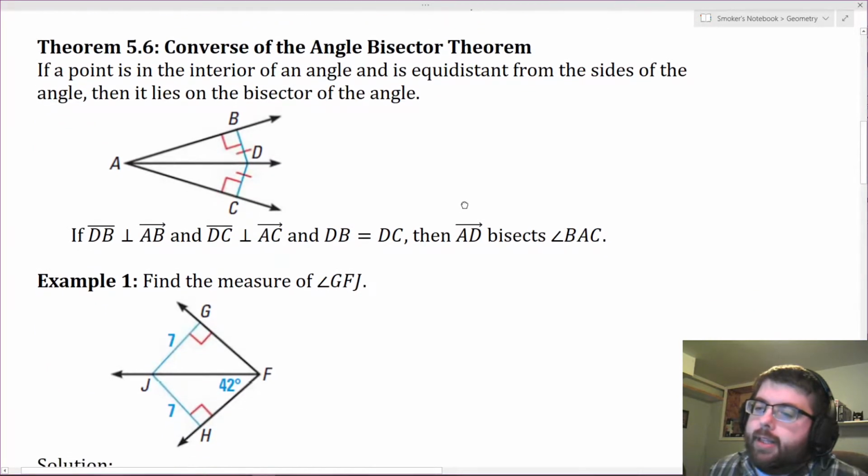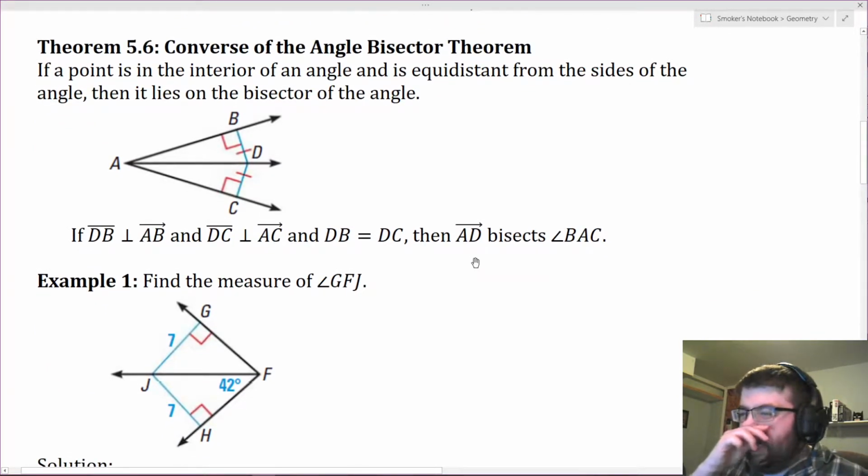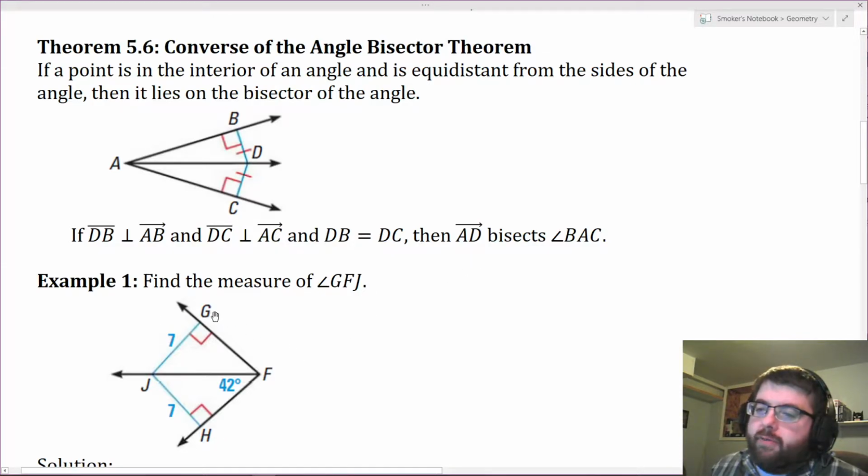Example 1. Here we go. GFH is the larger angle. We want to find the measure of GFJ. Now, we can't just assume that this is an angle bisector because it kind of looks like it is. We have to actually know for certain that it is, because it could just be off by 1/10 of a degree, and then it's not. Well, they told us that this is 42, so if this happened to be an angle bisector, that would be easy because these have to be equal.